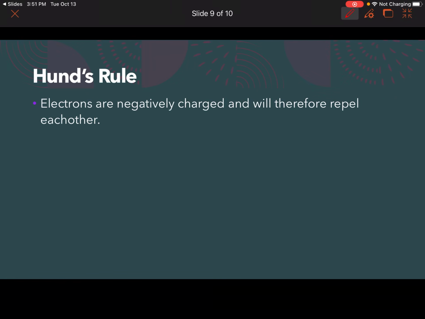Now the third rule is Hund's rule. We know that electrons are negatively charged, and what we know about negative charges, or like charges, is that they're going to repel each other.